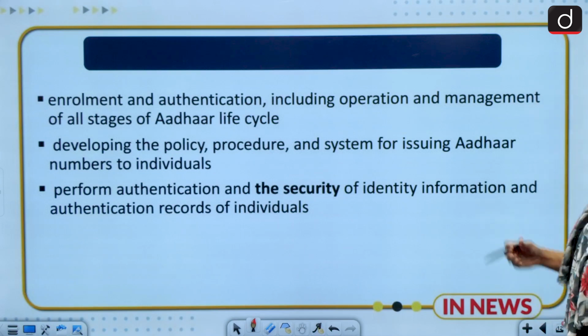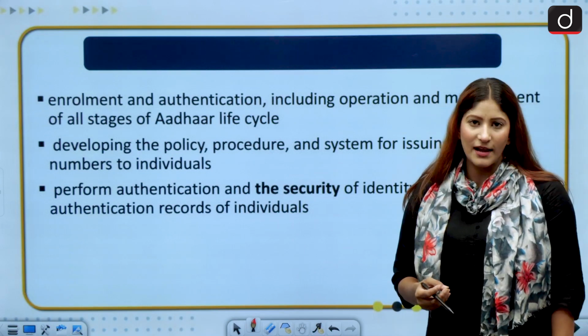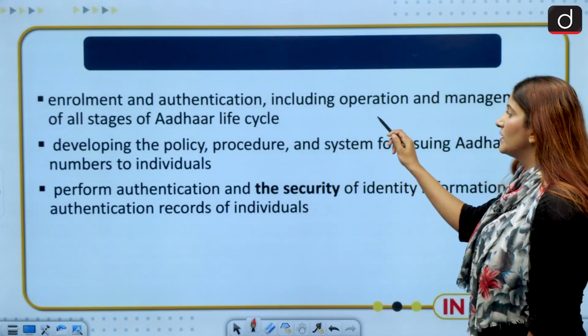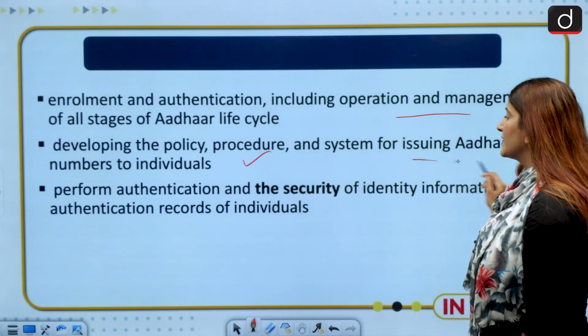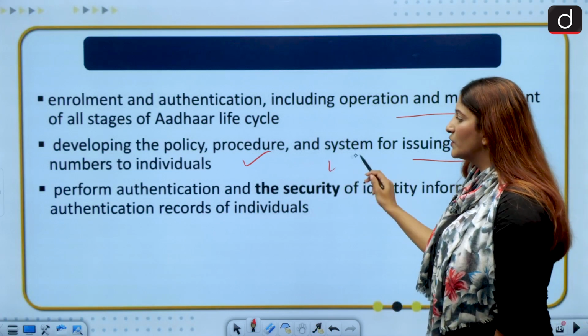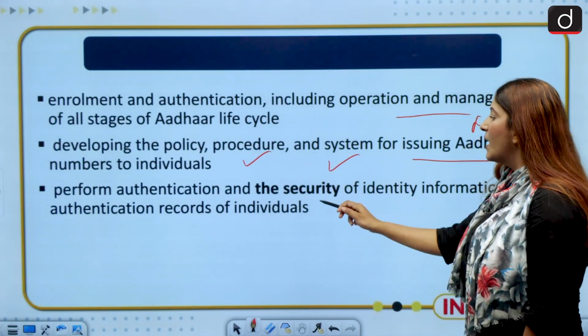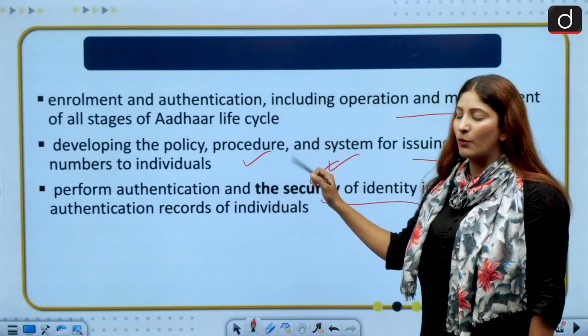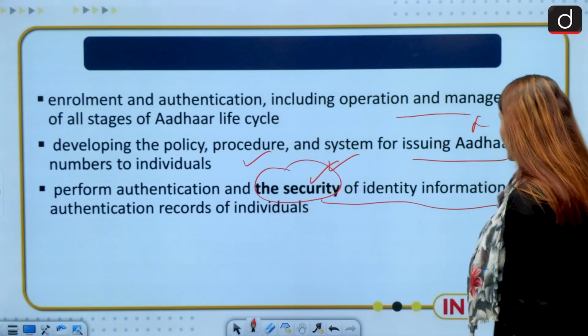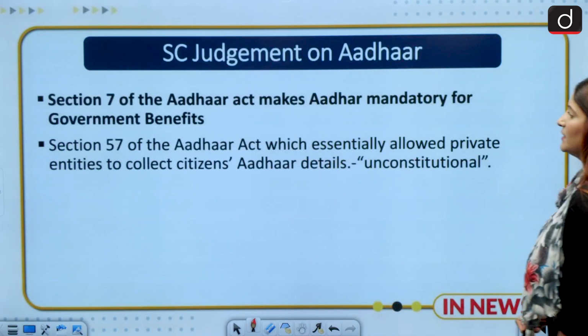Moving on, other things that UIDAI has to take care of are enrollment and authentication, then developing the policy, procedure, as well as the system for issuing Aadhaar numbers to individuals and performing authentication also. And security as well is one of its roles. So security also is to be there with respect to the role of UIDAI.